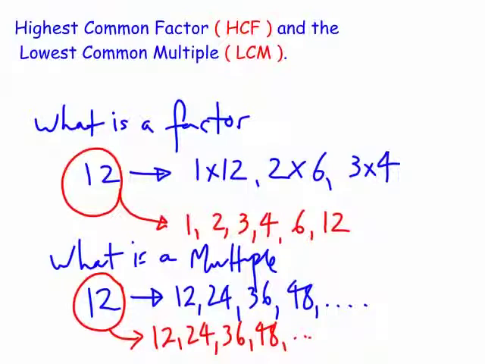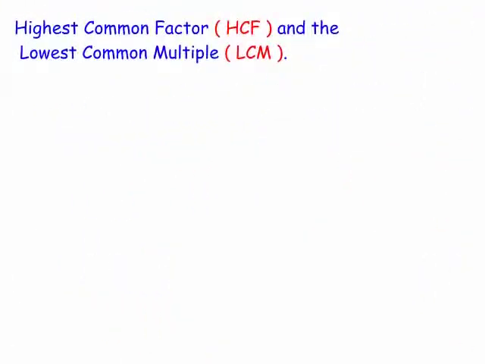We're now going to try and find the highest common factor and the lowest common multiple of two numbers. It can be more than 2, it can be 3 or 4, but we're going to start off with 2. It's also very useful to know what a prime number is, and hopefully we all do.